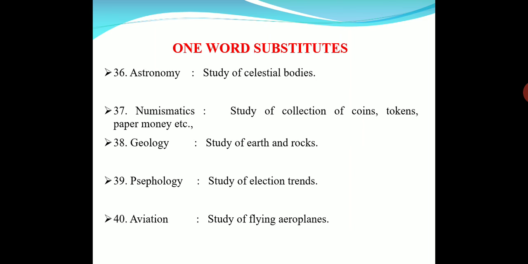Astronomy. Astronomy is the study of celestial bodies. In Telugu we say Khagola Shastram. Stars, Milky Ways, all those things they study. Numismatics. Numismatics means study of collection of coins. Some people collect coins, some tokens and paper money, etc. So it is called as numismatics.